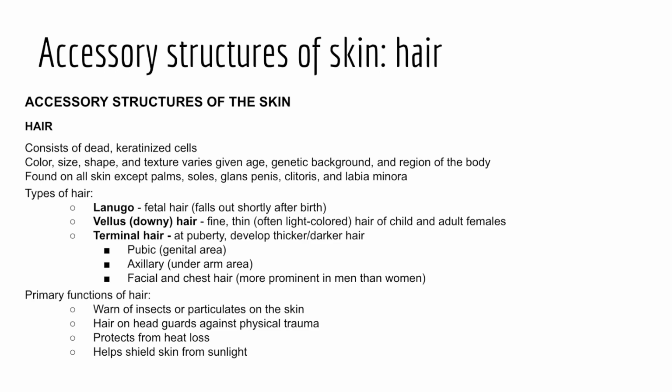This hair doesn't begin to come into play until puberty, where it's found to respond to certain sex hormones to grow thicker and darker, as well as in places where it never grew before puberty. This is our adult hair. Terminal hair is found in the genital area, the pubic and anal area, the axillary area found in the underarms, as well as for men on the face and on the chest. And the primary functions of hair is to help warn us of insects or particulates on the skin, to help guard against physical trauma, to protect us from heat loss, as well as to help shield the skin from sunlight, as well as skin damage.